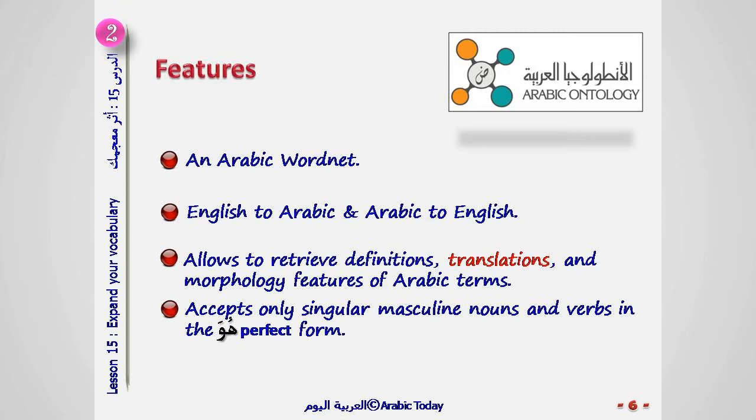The Arabic Ontology is an Arabic wordnet. It is searchable in both languages, English and Arabic. It allows you to retrieve definitions, translations, and morphology features of Arabic terms. However, it accepts only singular masculine nouns and verbs in the huwa perfect form.